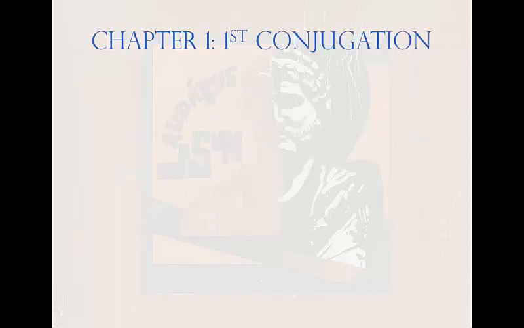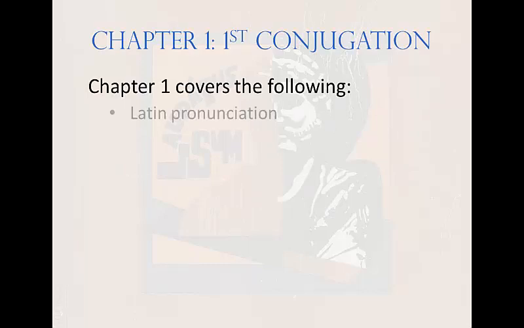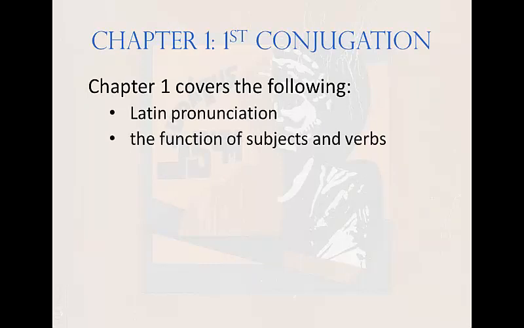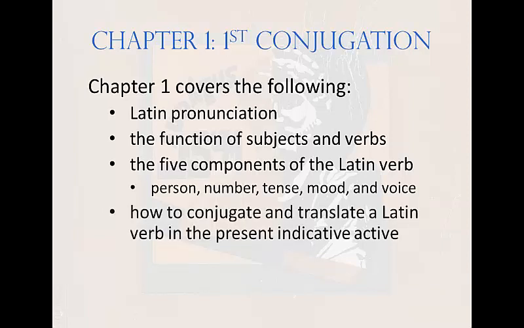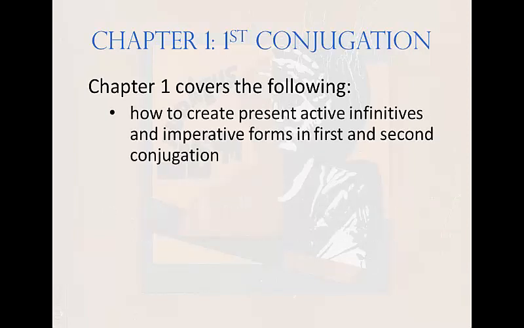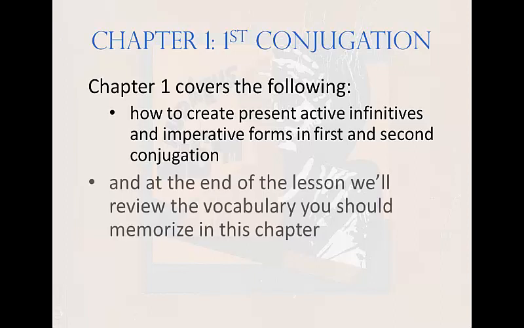Chapter 1, First Conjugation. Chapter 1 covers the following: Latin pronunciation, the function of subjects and verbs, the 5 components of the Latin verb, those are person, number, tense, mood, and voice, how to conjugate and translate a Latin verb in the present indicative active, and how to create present active infinitives and imperative forms in the first and second conjugation. At the end of the lesson, we'll review the vocabulary you should memorize in this chapter.